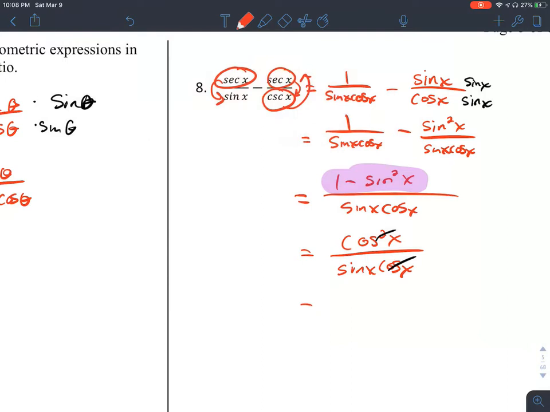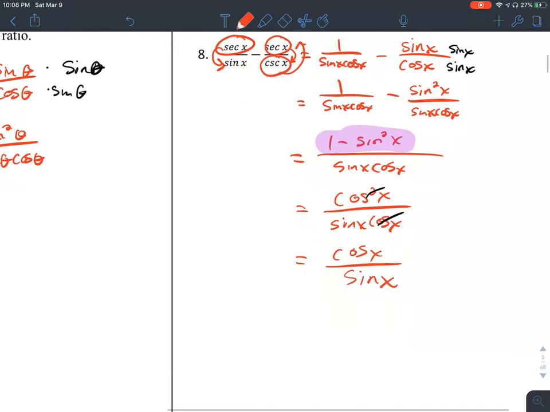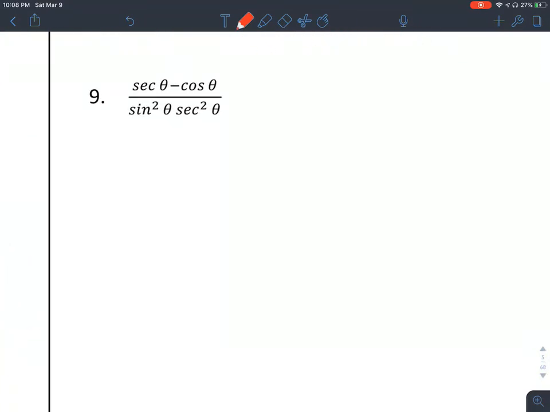We still have one cosine on top. We have a sine on the bottom. Cosine over sine is nice and tidy, but the direction said a single trig ratio. That's 2 trig ratios. This is equal to cotangent of x. Done. We got 2 more to do. Number 9.